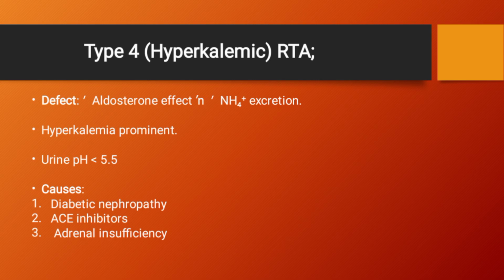Type 4 hyperkalemic renal tubular acidosis. Type 4 acidosis results from impaired aldosterone secretion or action, reducing ammonium excretion. The hallmark is hyperkalemia here. As you have seen, in the previous first two types there is hypokalemia present, but the hallmark of type 4 is hyperkalemia, and it is frequently seen in diabetic nephropathy or with drugs like angiotensin converting enzyme inhibitors or angiotensin receptor blockers.